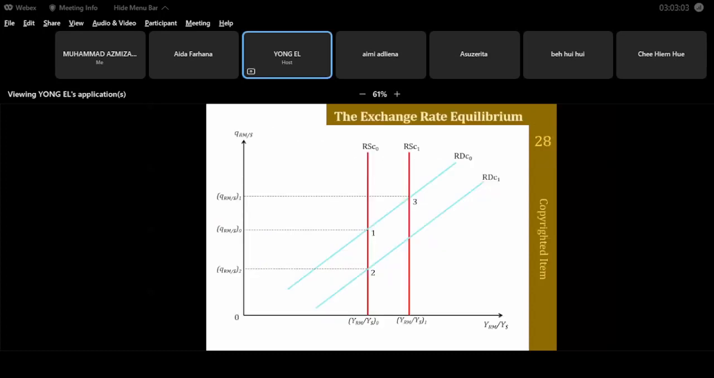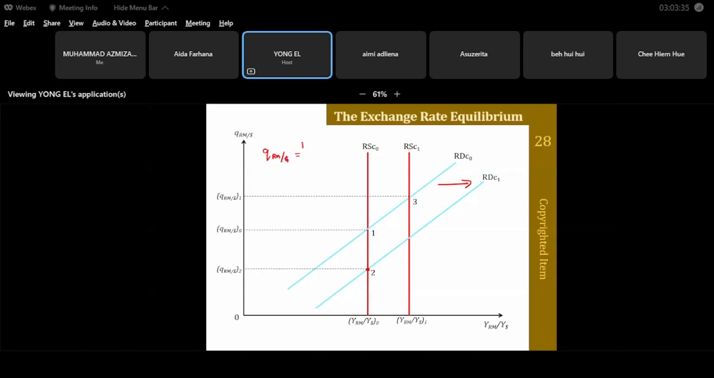Right from here, we can see this. When there is an increase in the world demand for Malaysian goods, the relative demand curve shifts to the right side. What happens is a movement from point 1 to point 2. Now, why did this happen? You can look back to the formula for the real exchange rate right here.